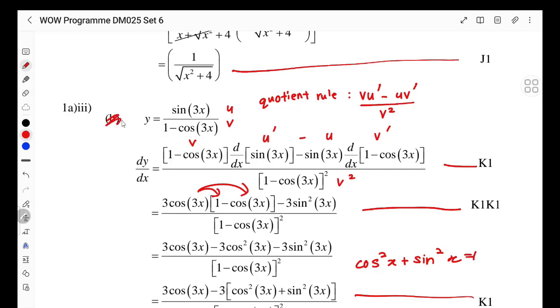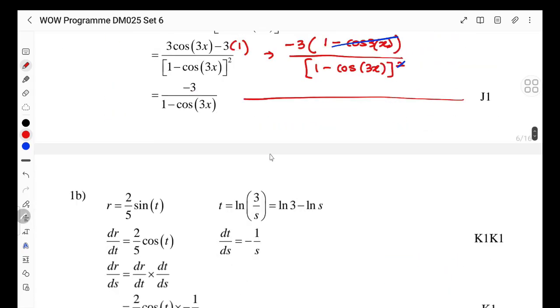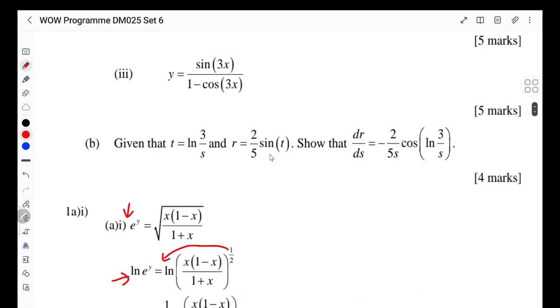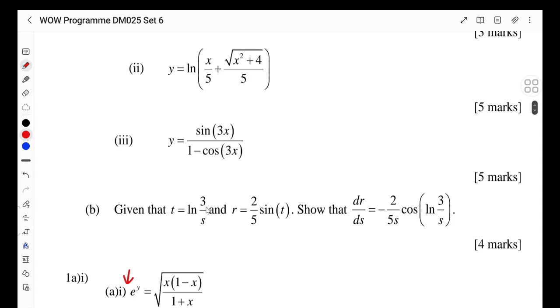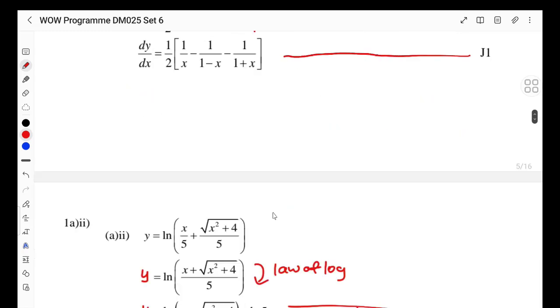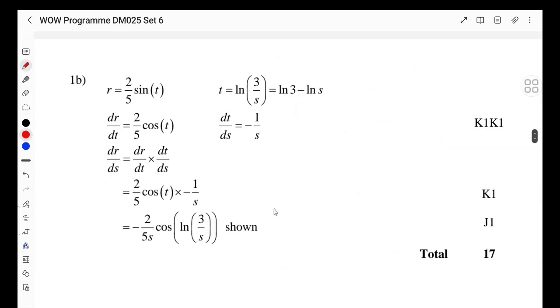Alright. And then we look at question 1B. They give you t equals ln 3 over s and r is 2 over 5 sine t. They want you to show that dr over ds is equivalent to negative 2 over 5s cos ln 3 over s. So this is your t, this is your r. They want you to find dr over ds. So this is t in terms of s, this is r in terms of t. So how do we do it?